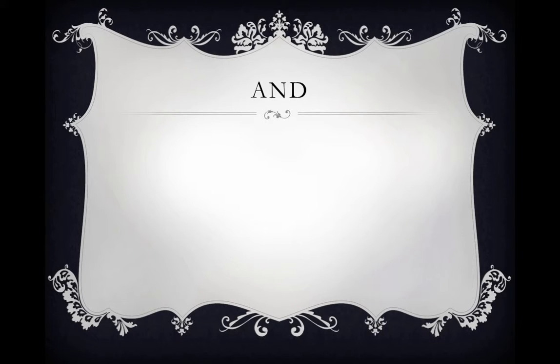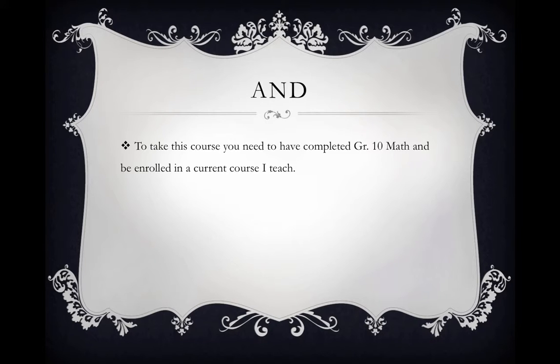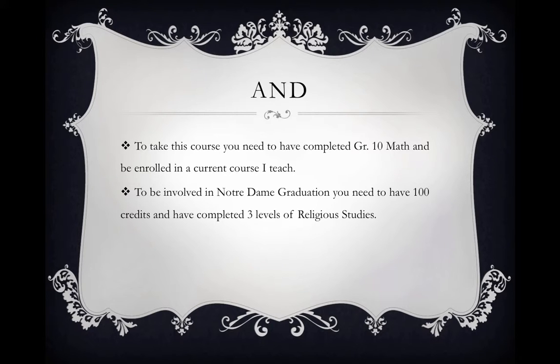Now you've seen and many times in the world, and you've probably said the word and many times. So imagine this sentence: to take this course, you need to have completed grade 10 math and be enrolled in a current course I teach. Or the other statement: to be involved in Notre Dame graduation, you need to have 100 credits and completed 3 levels of religious studies. Now, if you just think about these two statements, in each statement there are two parts to it.